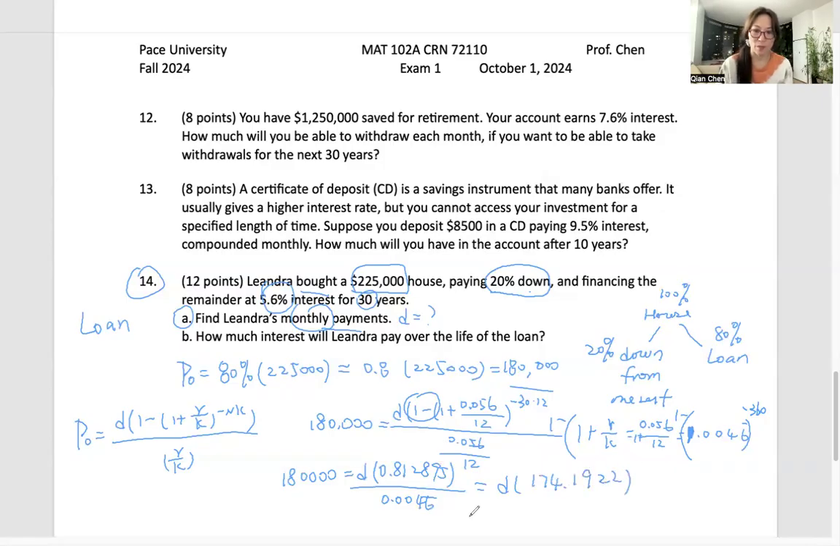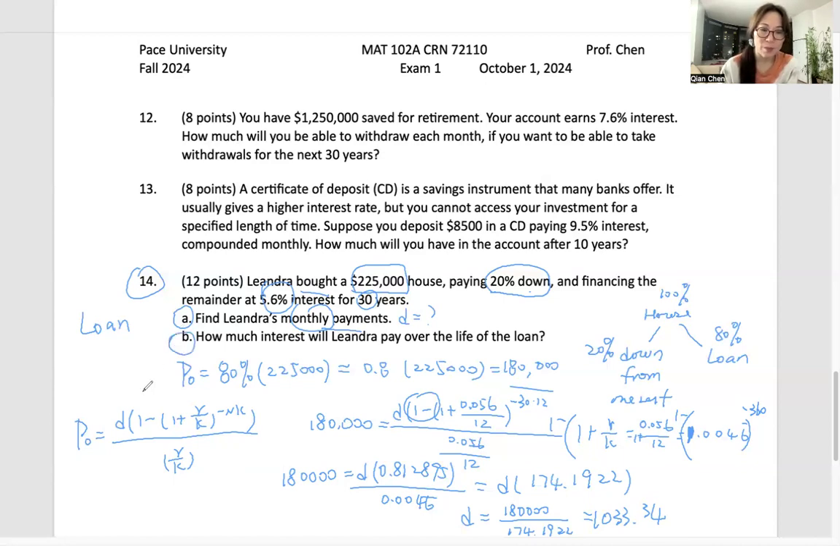So we get this equal to D multiplied by the number 174.1922. Now D equals 180,000 divided by this number, 174.1922. So let's do 180 followed by 4 zeros divided by 174.1922. Finally, the monthly payment is about $1,033.34. How many questions do we have? We have 4 questions that use this formula.